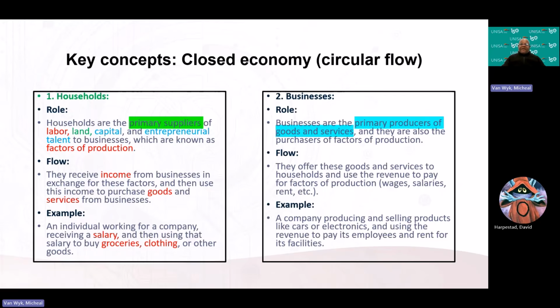So how is business important in the circular flow? They offer goods and services. An example is a company producing and selling products like cars. Like if you go to a Coca-Cola factory, the Coca-Cola factory is the company or the franchise. They bottle Coca-Cola or Fanta, and they produce those bottles, say for example 2 liters of Coke or Fanta, and they sell that in the closed economy. And who are the role players buying? Your consumers or your households.